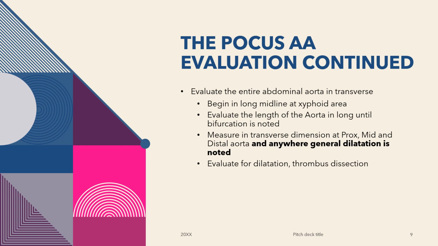All right. So then you'll go to your abdominal aorta in transverse, and here you're going to start again at the xiphoid area. You're going to do that observation from proximal all the way to the bifurcation. Then you're going to come back and you're going to start your measurements. So you measure again at proximal, mid, and distal. And then if you do happen to find an aortic dilatation, you are going to measure anywhere that that's noted, and we'll talk about that a little bit here in a moment. You're also making sure that your 2D and your color settings are set properly so that you can identify any dilatation, thrombus, or dissection.